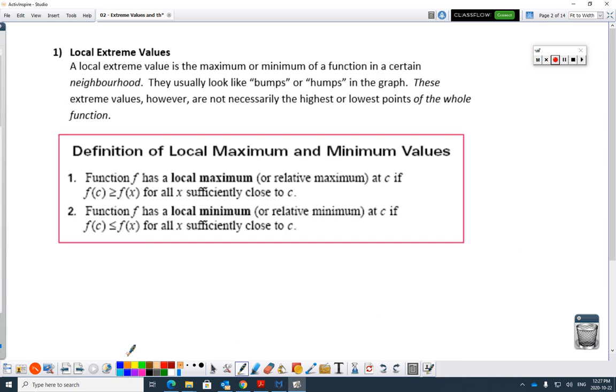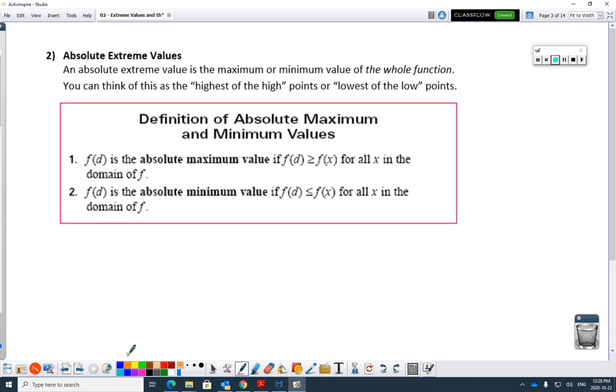So local extreme values, I already explained it. Here's the fancy explanation, but I just explained what it was. A local extreme value is the max or min of a function in a certain neighborhood. They usually look like bumps or humps in the graph. These extreme values are not necessarily the highest point of the whole function. A local max is a max sufficiently close. You just got to be close, and then you know it's the max in that little interval. Same with a minimum. You got to be sufficiently close.